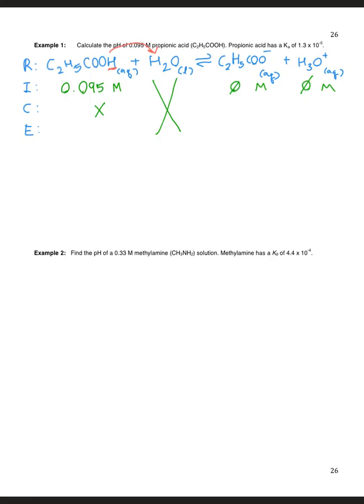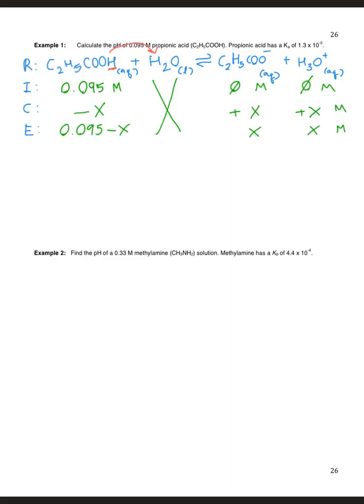For the reactant, the change is going to be negative because over time the concentration of the reactant decreases. However, the concentration of the product over time is going to increase by x, so it's going to be positive x. This reaction is in a 1 to 1 to 1 ratio, so that's why the change would be x to x to x. Again, the equilibrium concentration would be whatever is left from the initial and change.